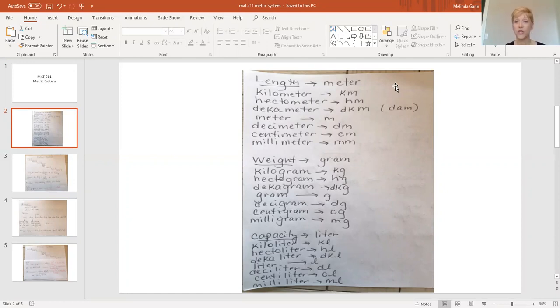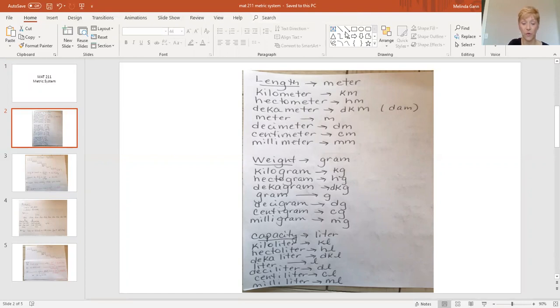We'll talk about some other things in a minute, but notice the prefixes. I'm going from big down to small. The biggest one we're going to talk about, not the biggest that exists, is the kilometer. Some people say kilometer. Then a little smaller is a hectometer, then a decameter, and then there's your meter, and then a decimeter, a centimeter, and a millimeter.